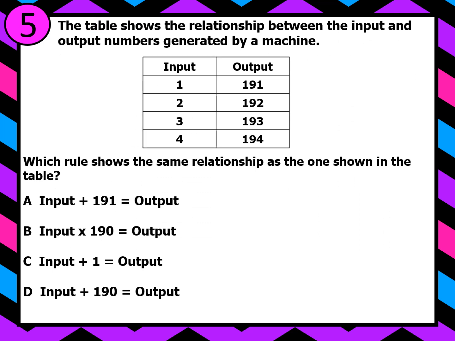Number 5. The table shows the relationship between the input and output numbers generated by a machine. Which rule shows the same relationship as the one shown in the table? You have 30 seconds to answer this question. Go!